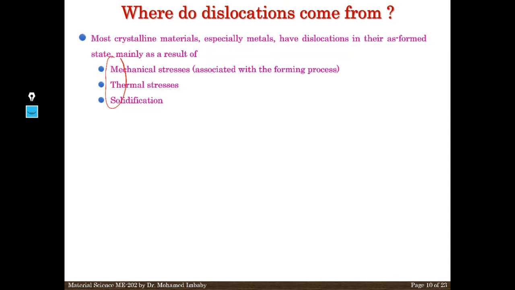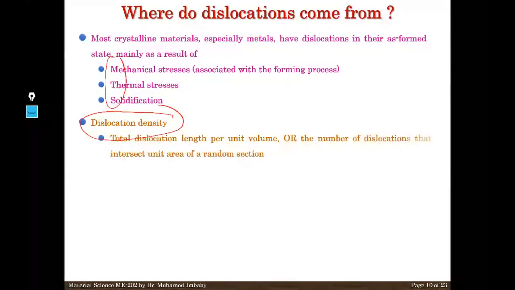In order to quantify, to calculate how much dislocation is inside the material, we use something called dislocation density. Okay, Shabab? What is the dislocation density? This is the total dislocation length per volume. For example, if I take a cubic meter or cubic millimeter of the material and count how much dislocation is there, you can say this is the dislocation density. Or it is the number of dislocations that intercept a unit area.